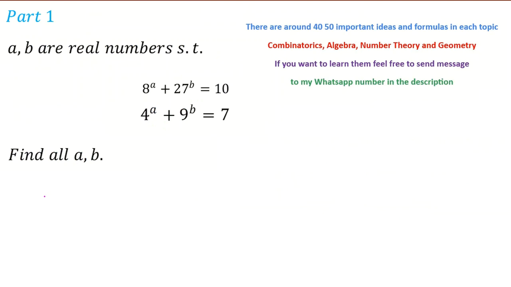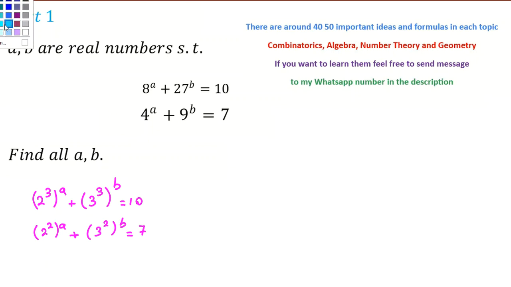Okay, let's solve this first problem. 8^a is what? It is 2 cubed to the a, plus 27 is 3 cubed to the b, equals 10. 4 is 2 squared, then to the a, 4^a; 9 is 3 squared to the b, equals 7.